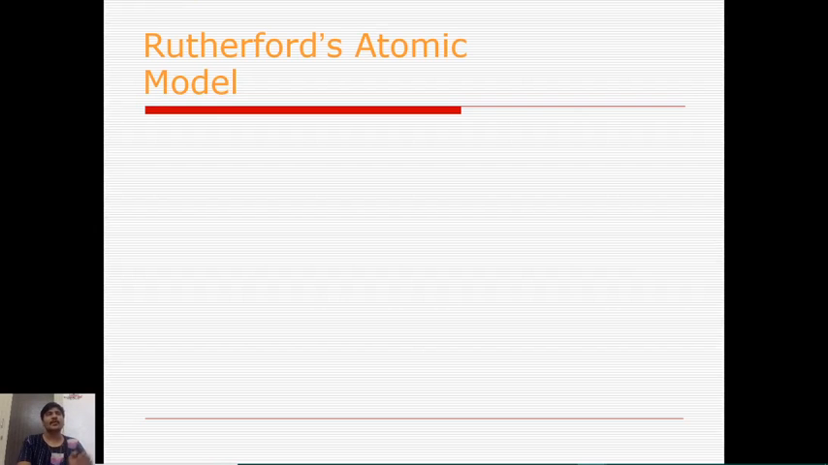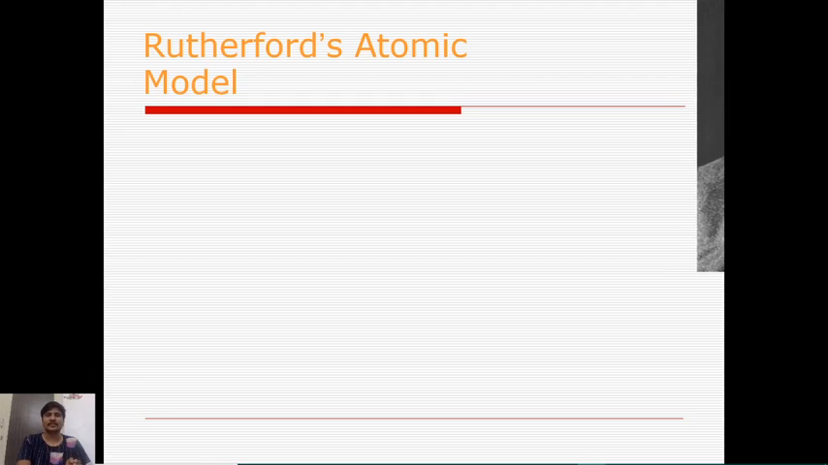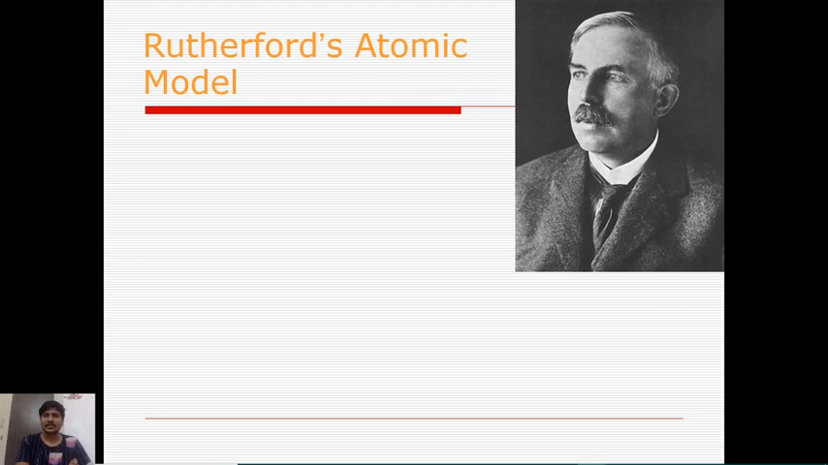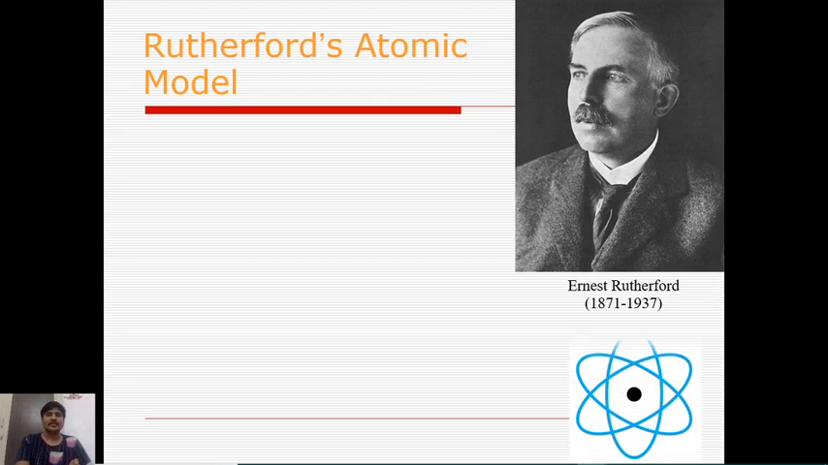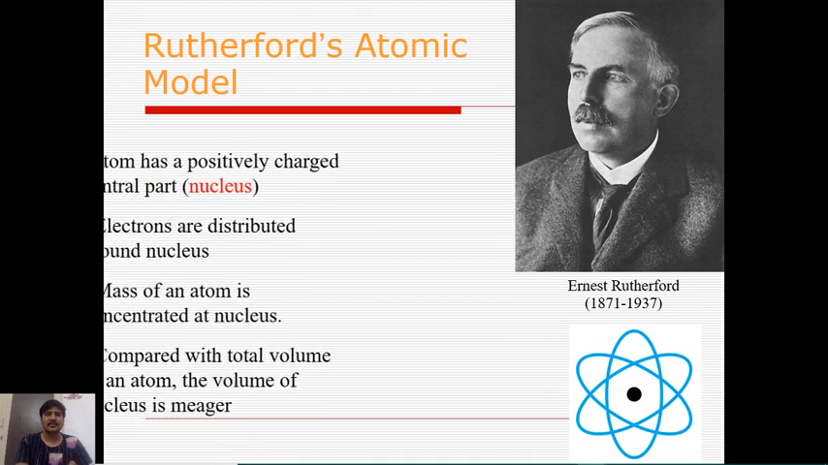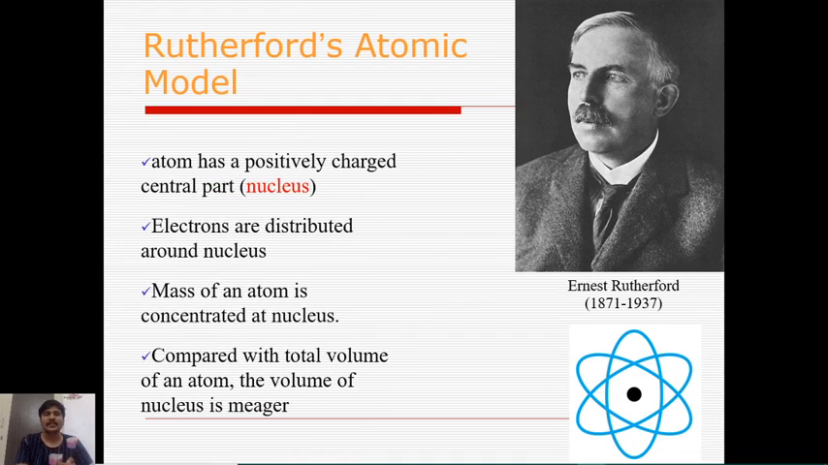Okay, so we talk about the Rutherford atomic model. After Dalton, Mr. Rutherford came and gave the atomic model. This is a picture of Mr. Rutherford. Mr. Rutherford said that an atom has a positively charged central part, which means the nucleus. In particular, the atom is spherical in shape, and at its center there is a positive charge, which is known as the nucleus.